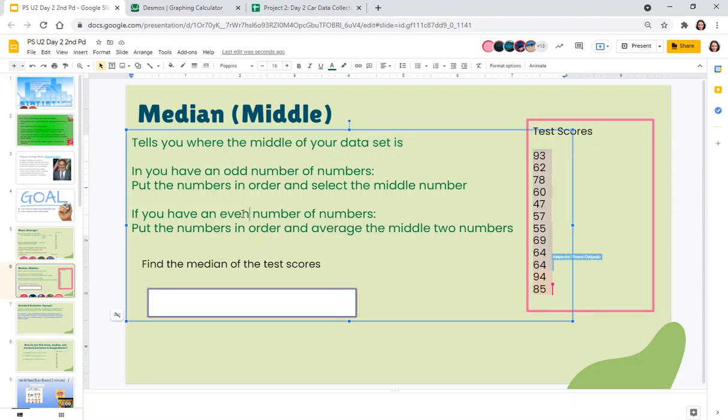Tiffany, are you remembering this? Like to find the median? Yeah, we're not on that example yet.